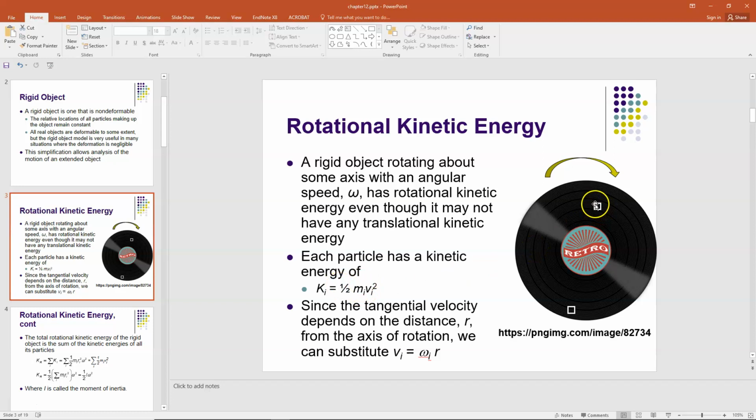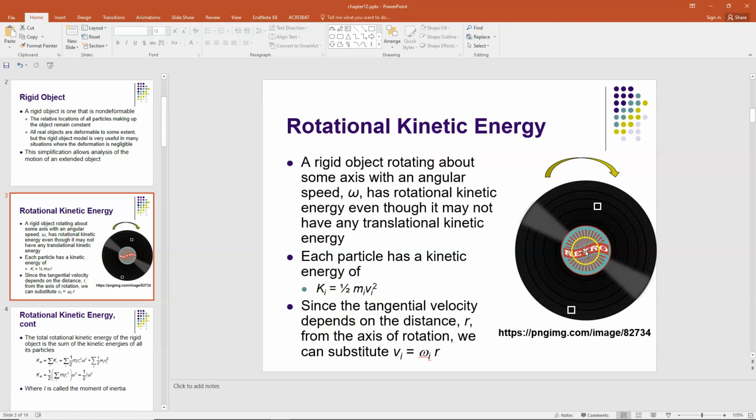Now, as the record rotates, this little white chunk right here will be moving with a specific velocity with respect to the center of mass, which is at the center of the record, okay? Since it's going to have that velocity v sub i, if we sum over all the chunks of the record, we can find the total rotational kinetic energy of our record. Each ith mass will have a kinetic energy of K sub i equal to 1/2 m sub i v sub i squared, in other words.